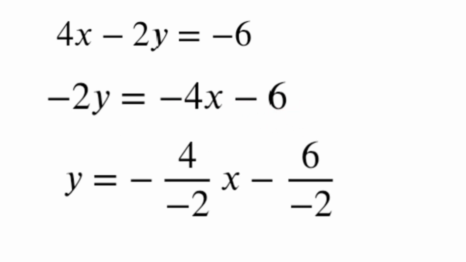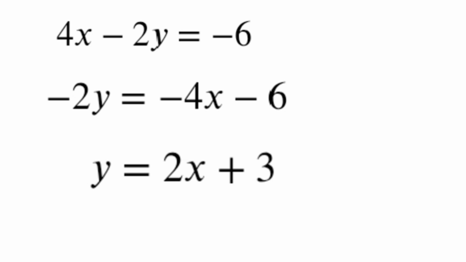y equals negative 4 over negative 2 x minus 6 over negative 2. And this is negative and this is negative and negative. 4 divided by 2 is 2, and 6 over 2 is 3. So we have the final answer as y equals 2x plus 3.